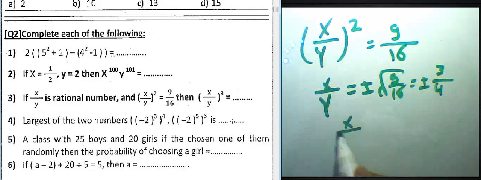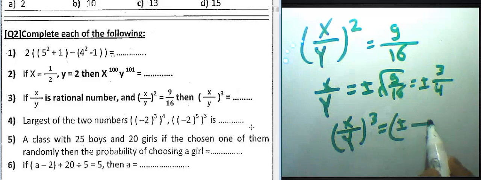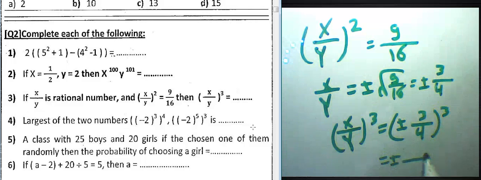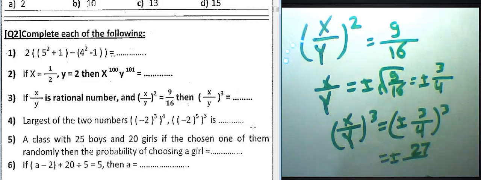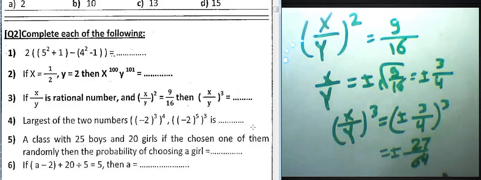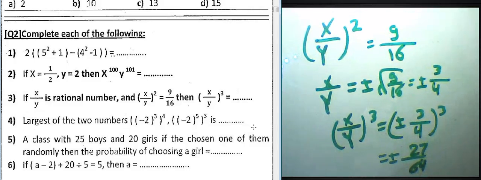Then we can write x over y all power 3 equals positive or negative 3 over 4 all power 3. The result will be positive or negative 3 power 3 equals 27, and 4 power 3 equals 4 times 4 times 4. 4 times 4 is 16, times 4 equals 64. The result will be positive or negative 27 over 64. That is the result for question number 3. Don't forget this sign here.